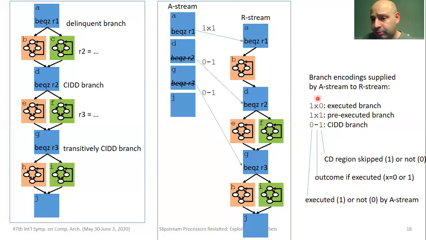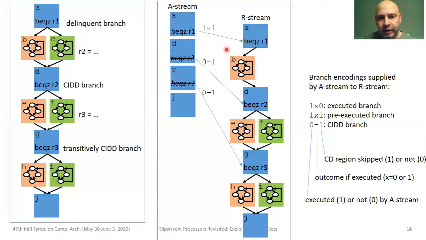So there are 3 different types of branches then. The first is a normally executed branch in the A stream, where it was executed, we have an outcome for it, and its CD region was not skipped. Then we have pre-executed branches for delinquent branches that want pre-execution. These are also executed, and we also have an outcome for them. However, we skip the control dependent region in order to achieve the pre-execution effect. And then there are the CIDD branches where we couldn't execute them, so we don't have an outcome, and the control dependent region is also skipped.